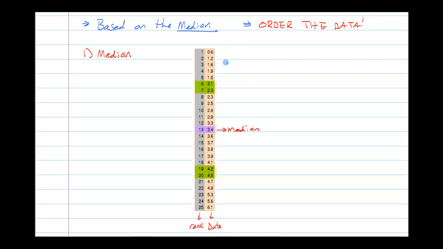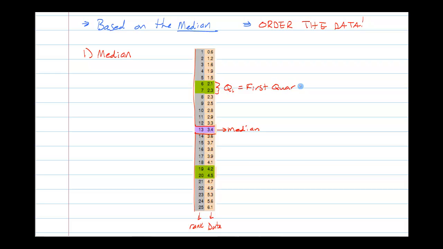Then what I do is treat each side as an upper and a lower data set. For this upper data set, and again I'm ignoring the median because I've already used it, I can see I have 12 data points. Well, that's an even number of data points, so 12 plus 1 is 13, over 2 is 6.5, so I'll average these two values, 2.1 and 2.3, and I get 2.2 here. That's called Q1, which represents my first quartile.